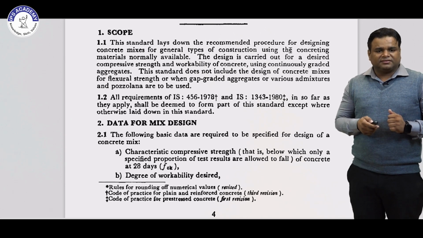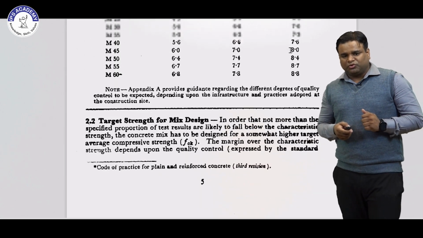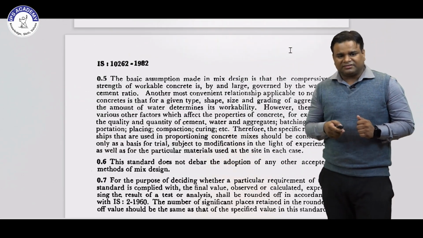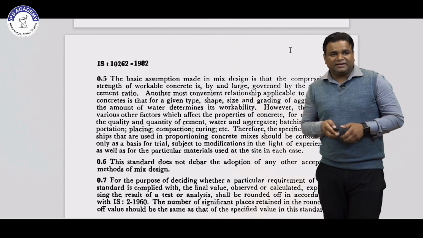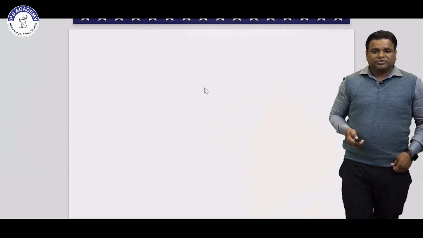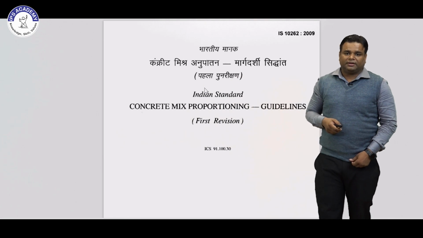And then these are some stress for designing. So basically these are some definitions which are given in the 1982 code. Then in the next code we will see the first revision of that code, IS 10262:2009.